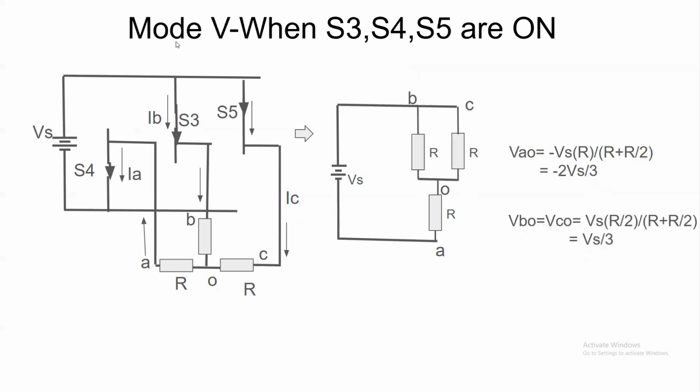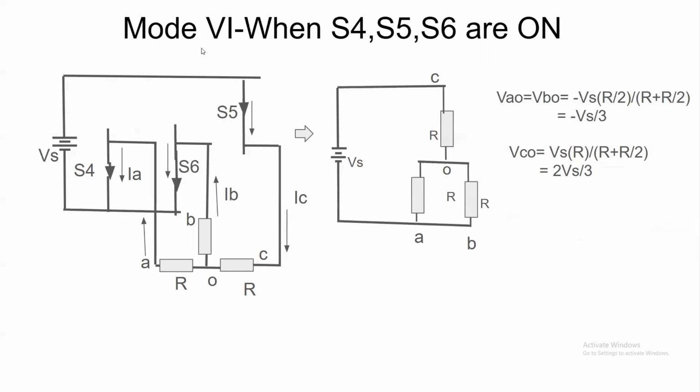And in mode 5, the switches S4, S3 and S5 are in on condition. The terminals B and C are connected to the positive terminal of Vs, which is drawn here, and the terminal A is connected to the negative terminal of Vs, which is drawn here. So VAO will be negative, equal to minus 2 Vs by 3. VBO and VCO are equal to plus Vs by 3.